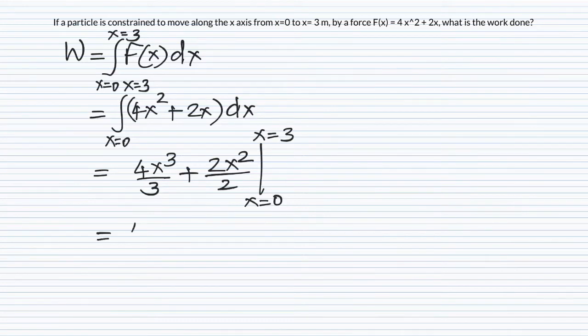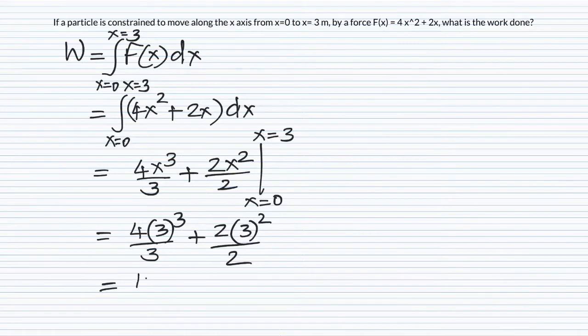And of course, when you substitute the lower limit x equals 0, you get 0. So just substitute the upper limit, which is what I'm doing now. So you get 4 times 3 cubed by 3 plus 3 squared, which gives 12 plus 9, 21 joules. So that is how that question is worked out.